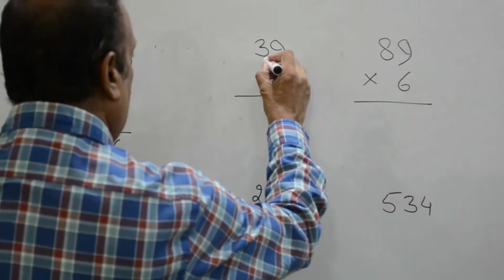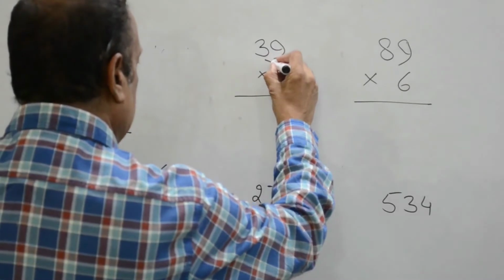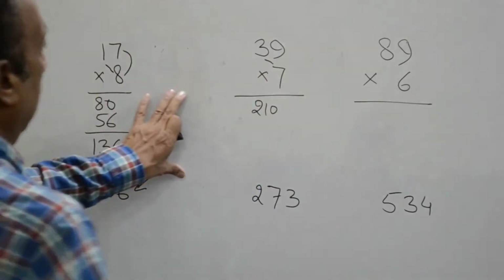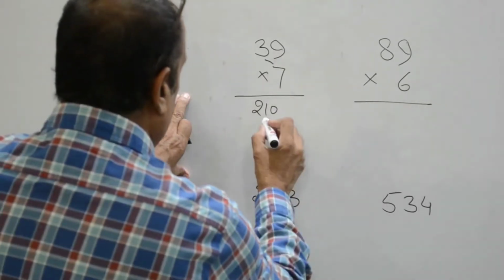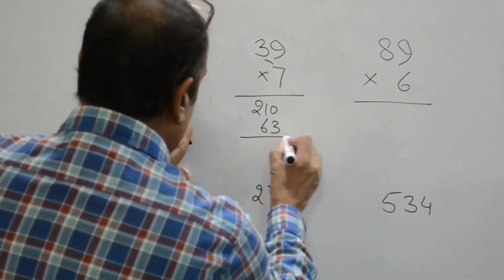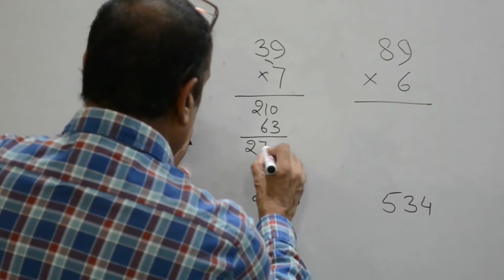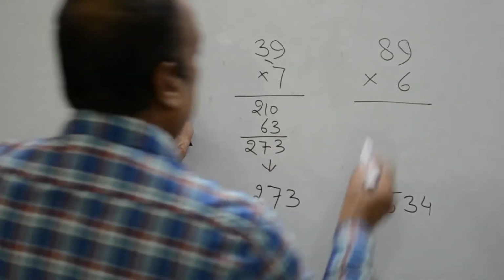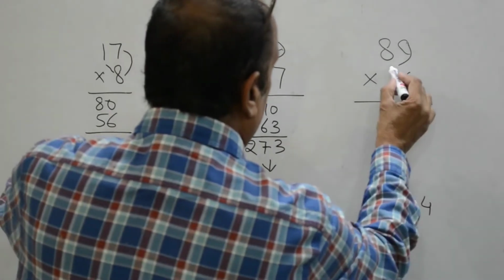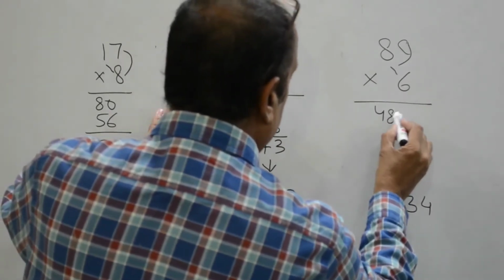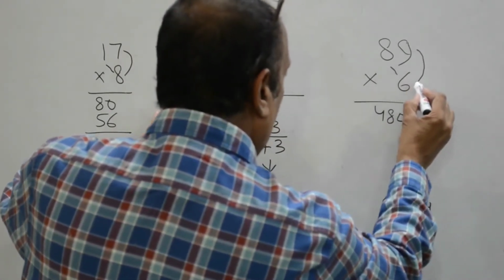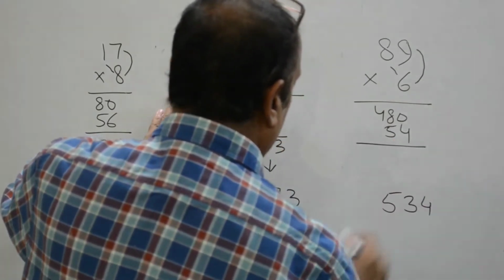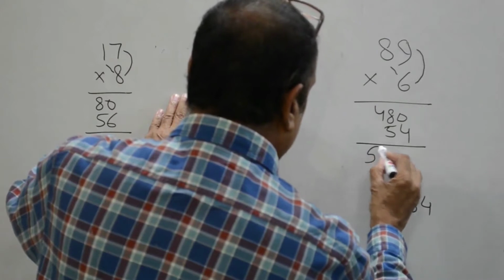So here it is 30. 30 multiplied by 7 is 210. 9 multiplied by 7 is 63. And when added, it is going to give us 273. 80 multiplied by 6 is 480. 9 into 6 is 54. And when we add them up, we are going to get 534.